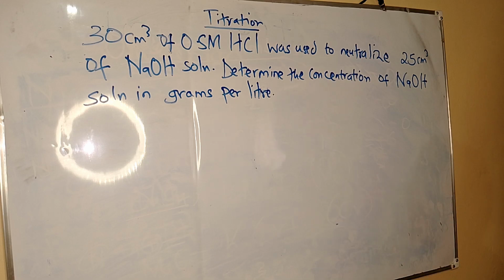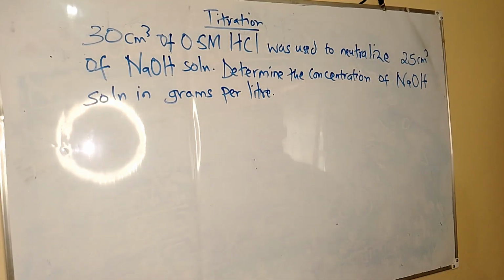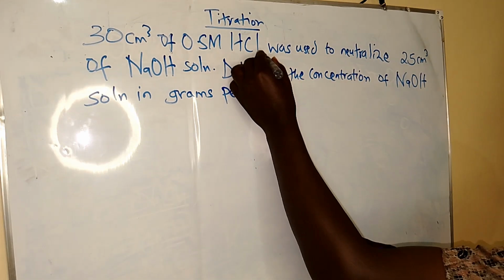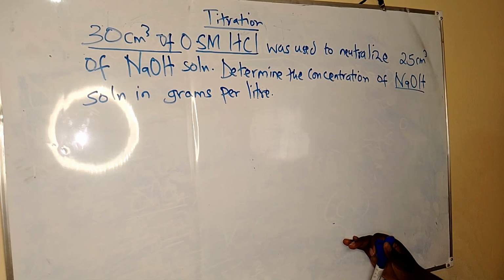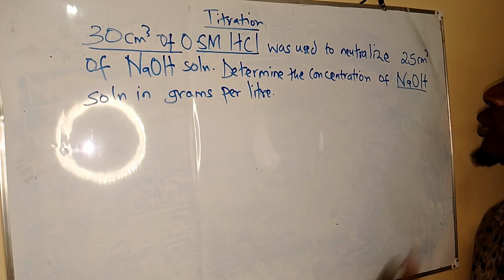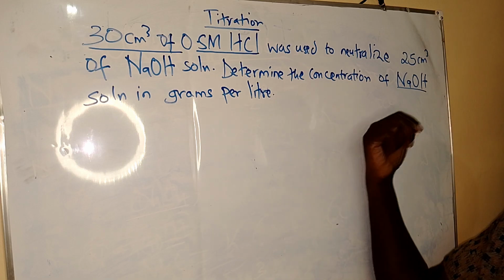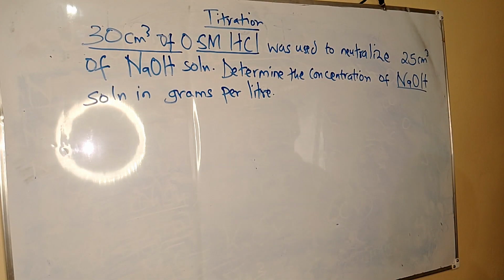Looking at the question, this is a direct titration, where we are only using two reagents. You will be given 0.5 molar HCl, 30 cubic centimeter of it, and then 25 cubic centimeter of sodium hydroxide solution. So in titration you have what we call a standard solution. A standard solution is that solution whose concentration is known, and from these two reagents you have been given, you can tell that HCl is the standard solution.